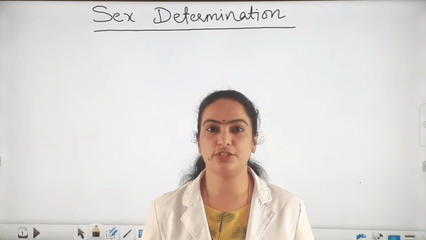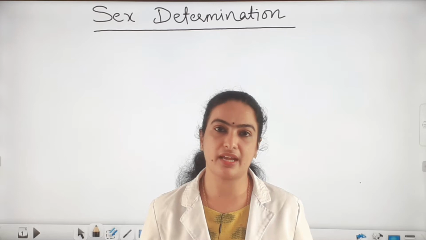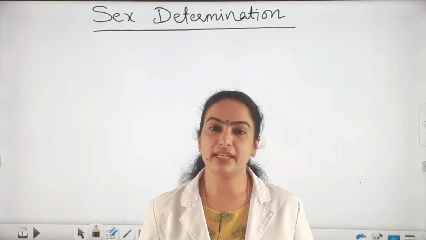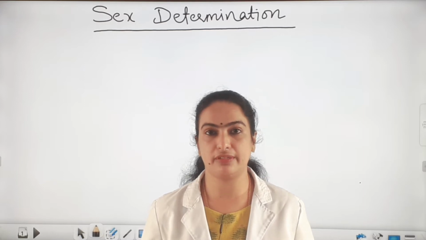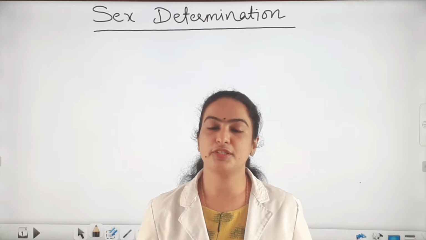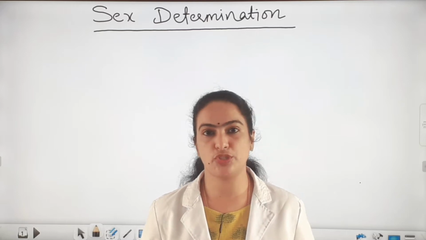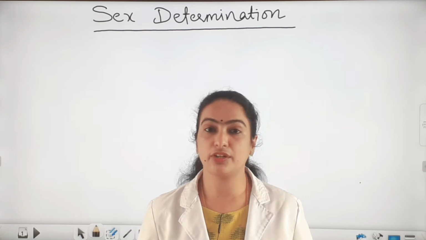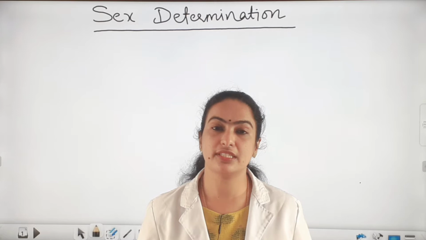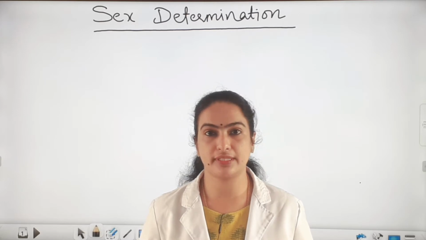Now I am going to teach you the sex determination mechanism. Sex determination means finalization of the sex of an organism at the time of zygote formation. So the sex is determined by the sex chromosomes. We can say the chromosomes which can determine the sex of an organism are called sex chromosomes.